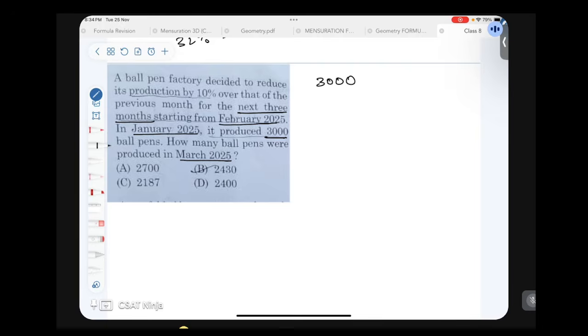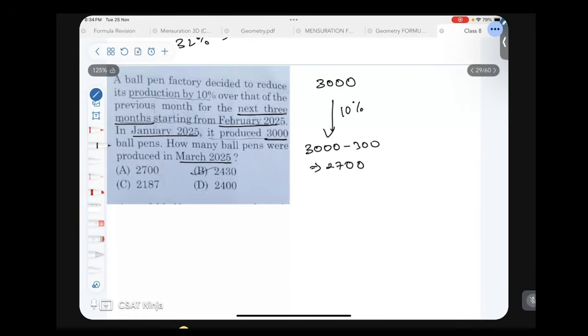Simple approach first. There is a decrease of 10%. If your production is 3,000, what's the 10%? 300, right? From 3,000, if there's a decrease of 300, your value will be 2,700. But remember one thing here.